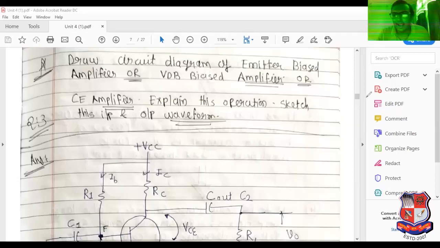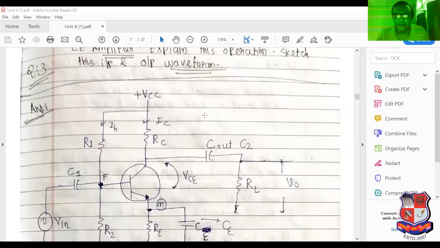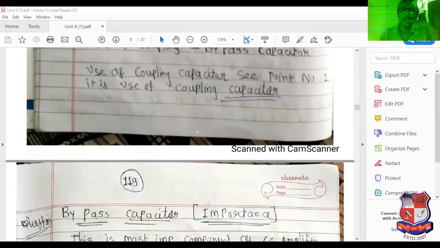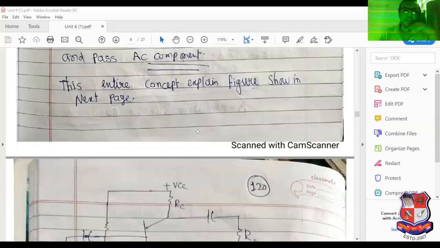Now, I have already uploaded one video related to common emitter amplifier. So please try to understand this question particularly from that video that I have included in my YouTube channel. Subscribe to my channel and see this video. The entire question is explained in that video. So carefully prepare this question.